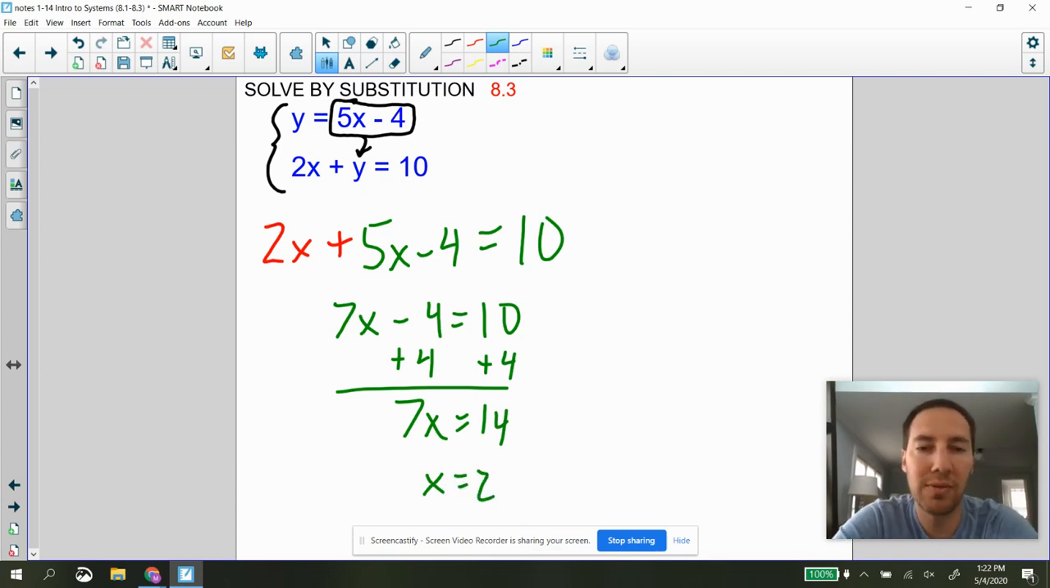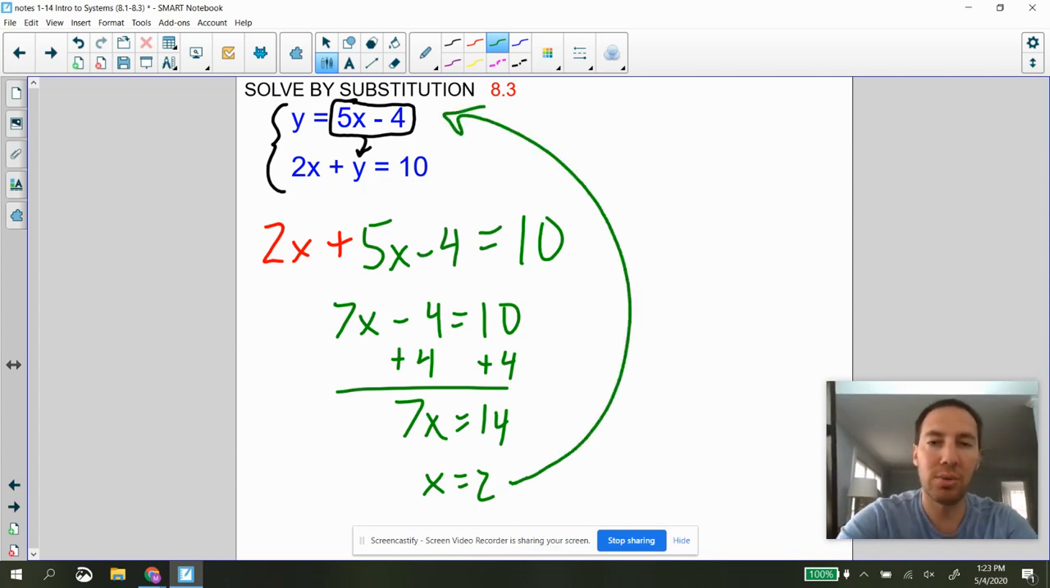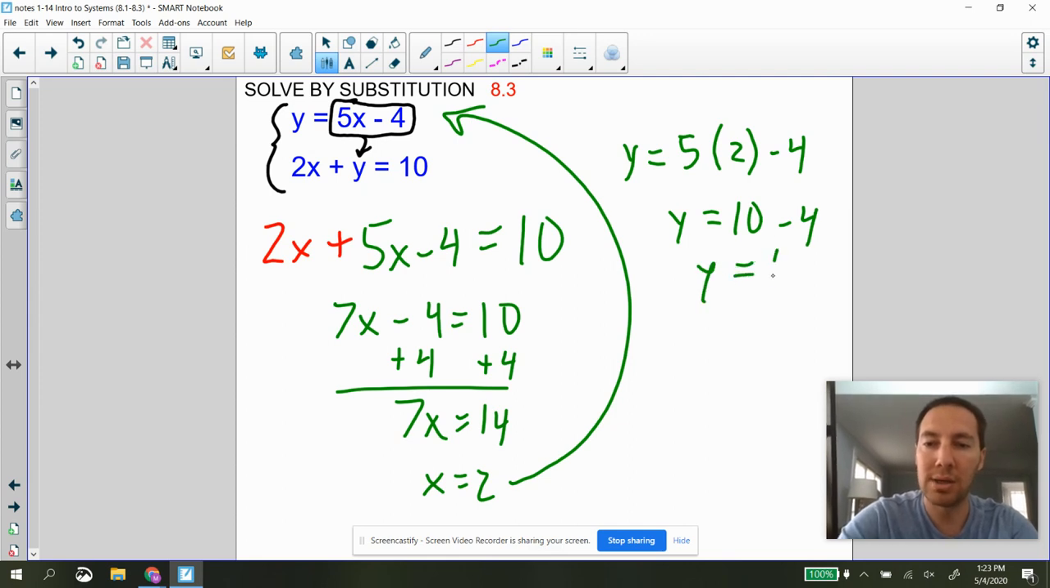The extra little bit of work you have to do here is I don't want to just know what x is. I want to know what y is also. So I'm going to take this 2. I'm going to plug it back into either equation. I'm going to try the first one here. So I've got y equals 5 times, we know what x is, 2 now, minus 4. We get 10 minus 4. So y equals 6.